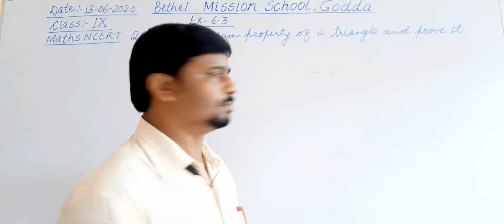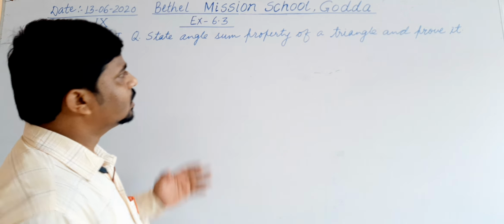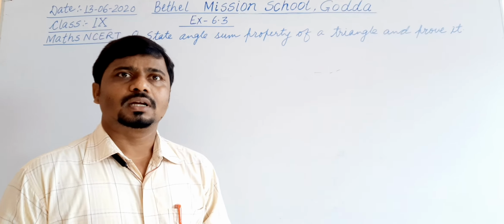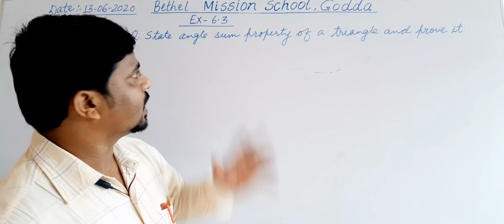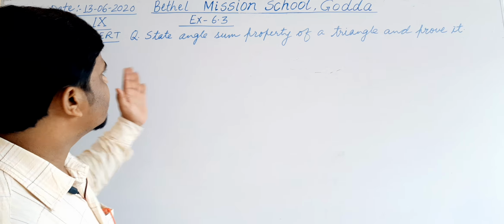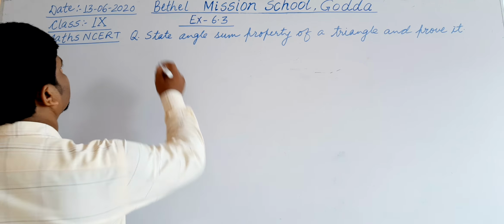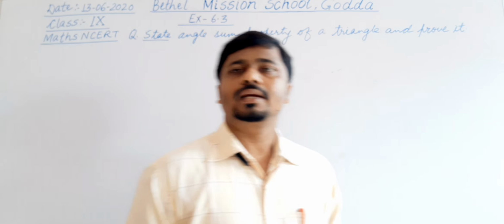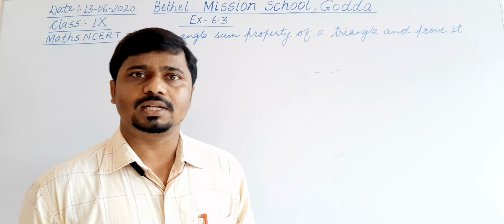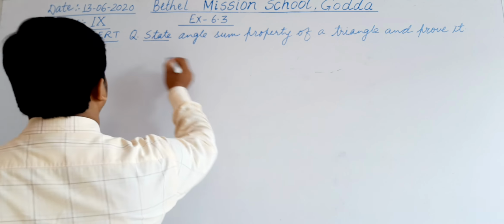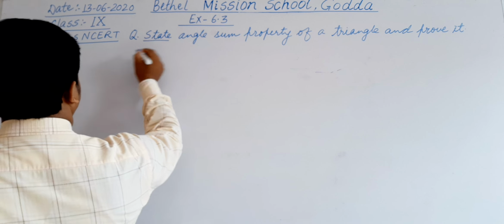This is the theorem, angle sum property of a triangle. Already we have discussed in the previous session about this property. So what is angle sum property of a triangle? We have to state it, and after that we will prove why the sum of three angles of a triangle is 180 degree. So first of all we have to state it.